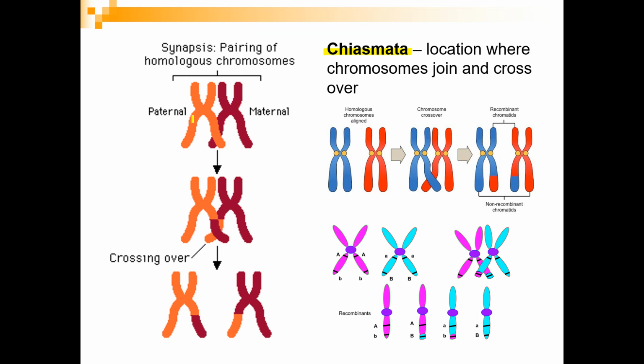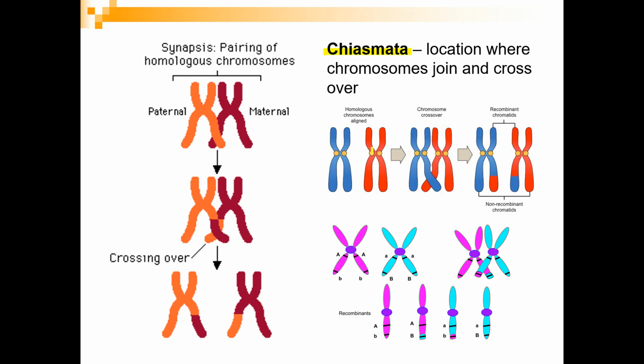So when they're pairing up, remember that's called synapsis. The pair itself is called a tetrad. While they are paired, they kind of overlap a little bit, and the location where that crossing over happens is known as the chiasmata, okay? So you have lots of vocab words right there.